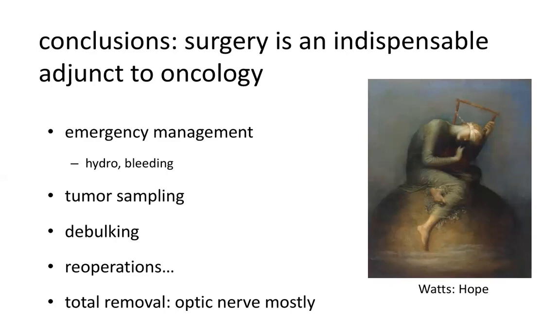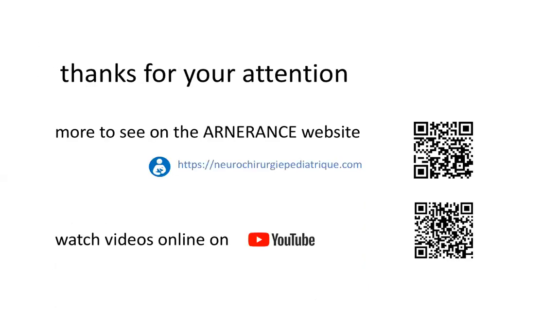So in conclusion, surgery is an indispensable adjunct to therapy. It is indicated in emergency because of hydrocephalus, because of bleeding. It is needed to obtain tumor sampling, to do tumor debulking when the tumor is big and when there is hydrocephalus. It may require reoperations, and total removal is possible in only a minority of tumors, mostly of the optic nerve. I thank you for your attention.